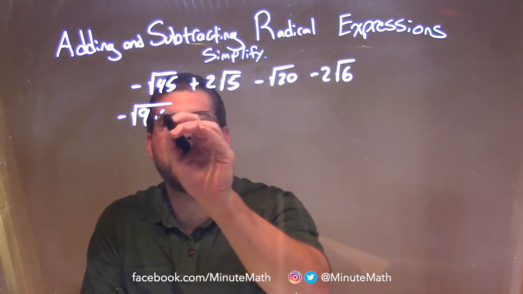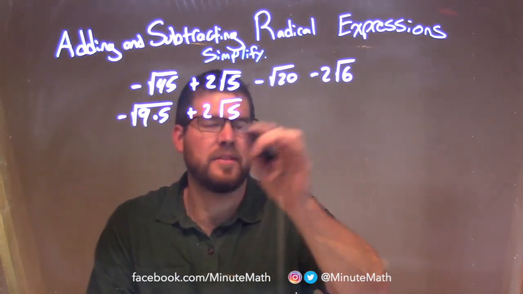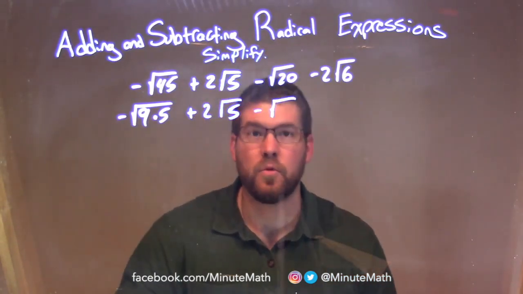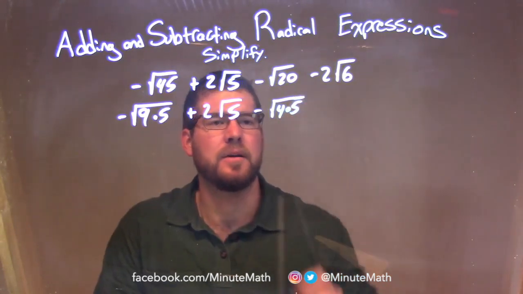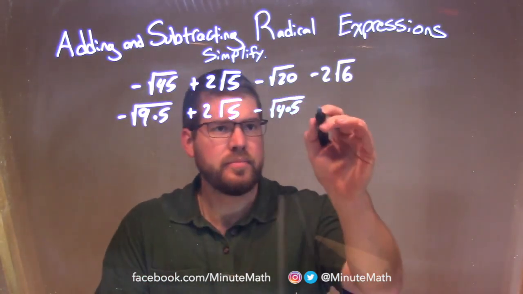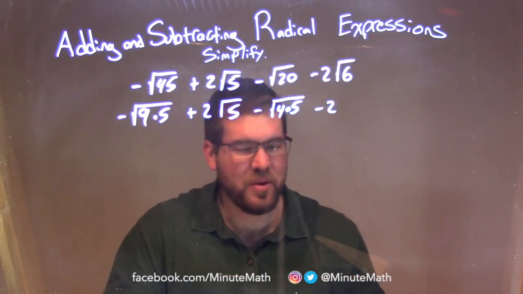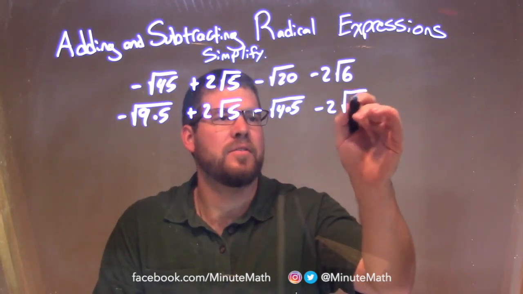So we have 9 times 5 here, plus 2 times the square root of 5. Square root of 5 can't simplify anymore. And the square root of 20, I know I can simplify to be 4 times 5, right? And again, I'm choosing 4 times 5 because I know I can take the square root of 4. And the square root of 6 really can't simplify anymore. I know it's 2 times 3, but I can't take the square root of each one of those, 2 and 3. So we can leave the square root of 6 there.